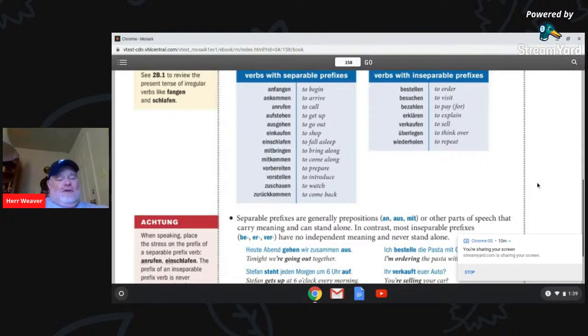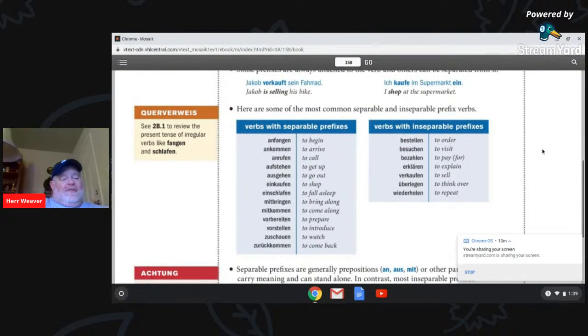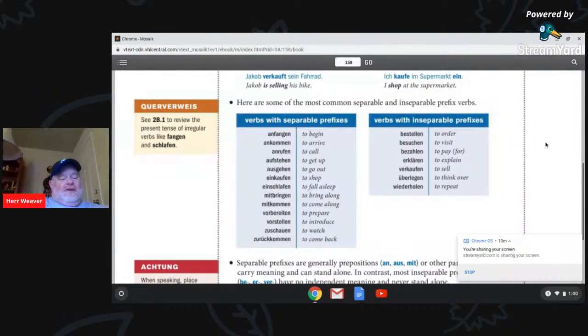The last thing in all your 10 sentences should be the prefix: an, aus, auf, ein, mit, vor, zu, or zurück.